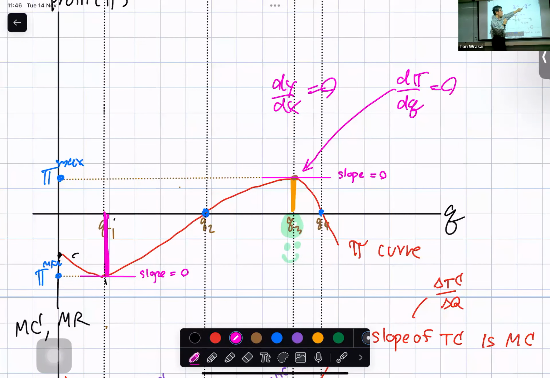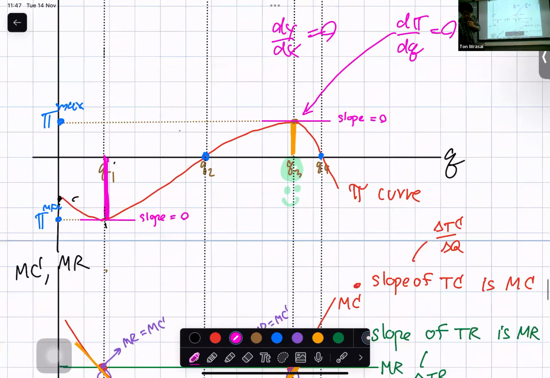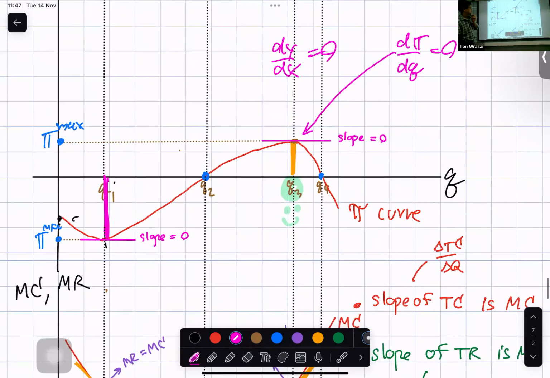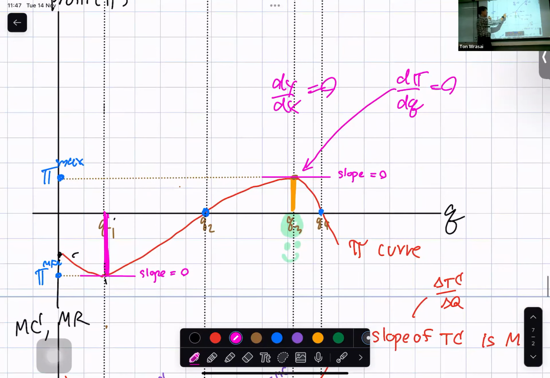Yeah. The requirement to find the peak of the mountain or the bottom of the valley, mathematically, dy by dx or d pi by dq at that place must be 0. And you can see that at other places it doesn't fulfill this requirement, only these 2 places. That's the first order condition here. Yeah, I will prove it soon.